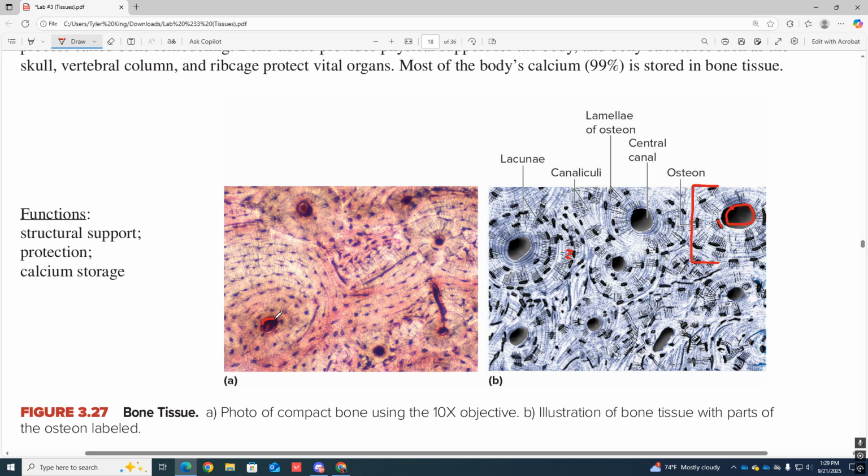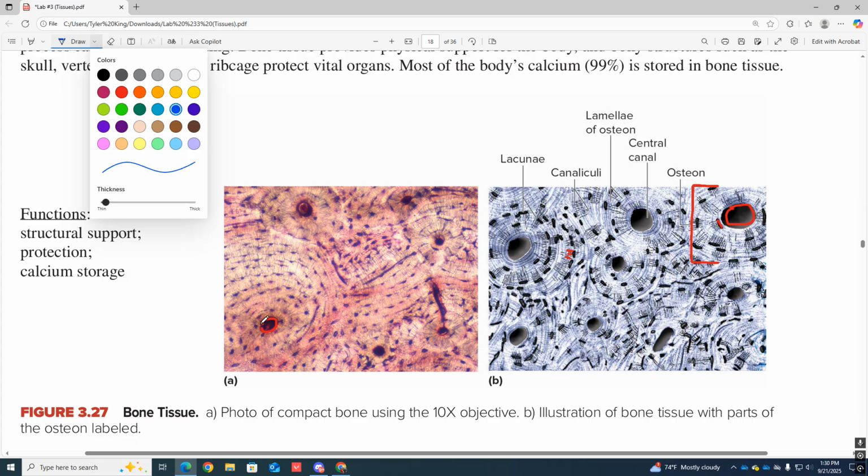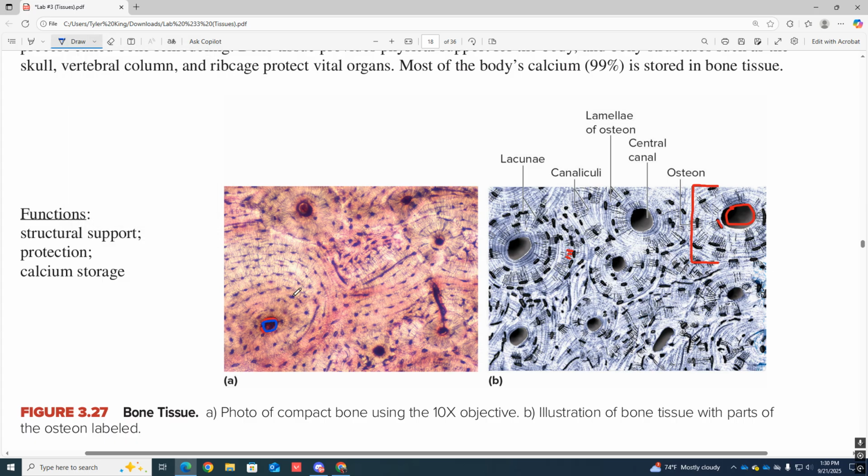Over here we can see the central canal. Let's get a different color here. We can see the central canal here, okay, right in the center. We can see the lacunae. If we really zoom in, you can just make out the rings of the lamellae. You can just make out the little finger-like projections stretching in between each of the lamellae, the canaliculi, okay? And then, of course, the entire structure that makes up everything is called the osteon.